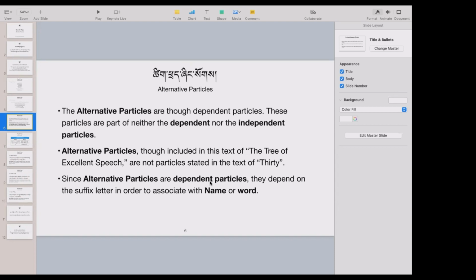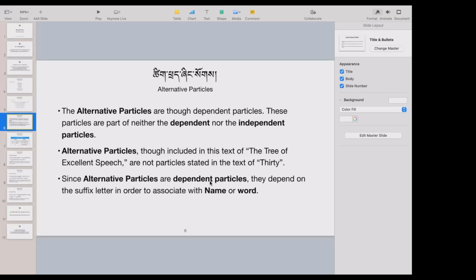So alternative particle is a dependent particle, only given this title because of its nature, that it follows or associates with a name on the basis of suffix letter, and that it is bound by this particular criteria. That is the only reason why it is given the title of dependent particle. But if one is asked, is alternative particle a dependent particle under the text of 30, or under the text of tree of excellent speech? One should say it is neither dependent nor independent in the text of 30 or the tree of excellent speech.